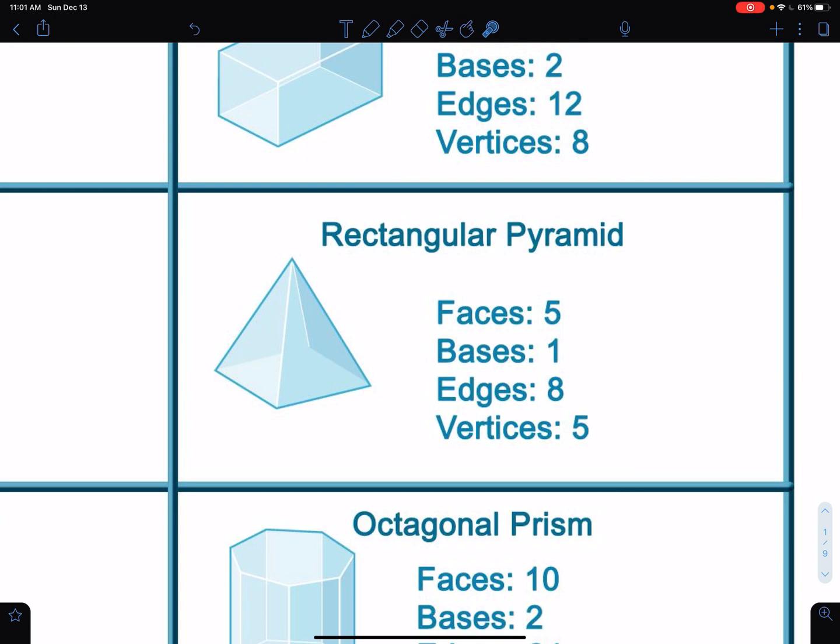regular square pyramid. They call this one a rectangular pyramid, so I guess this is not a perfect square if it's a rectangular pyramid, but the concept is the same. If this were a square, it would be a regular square pyramid.